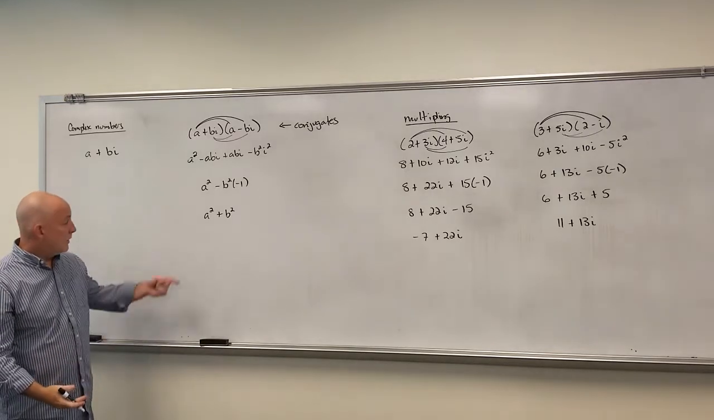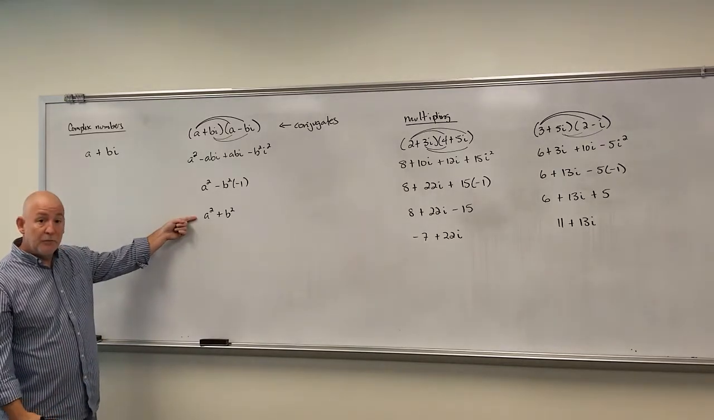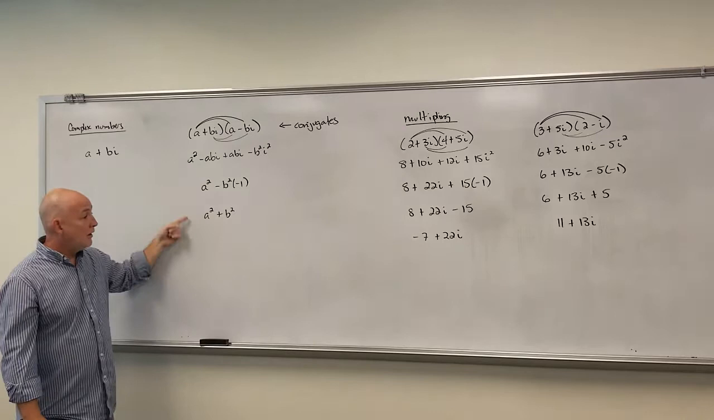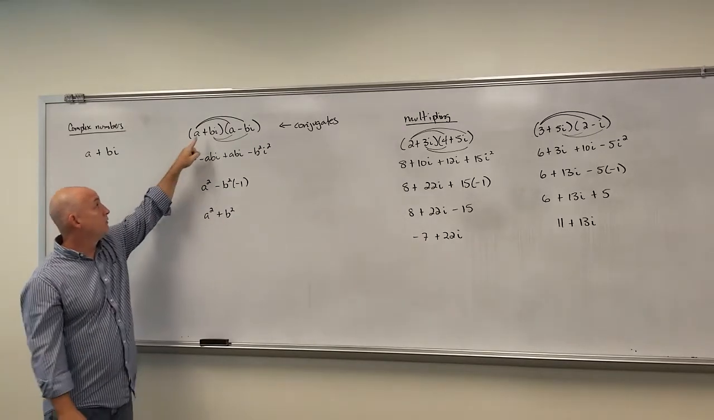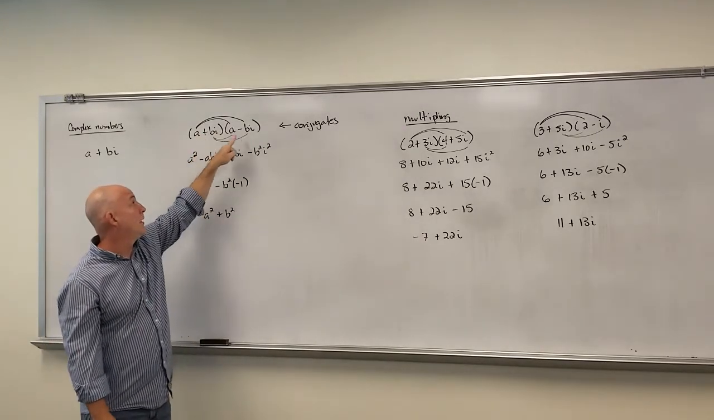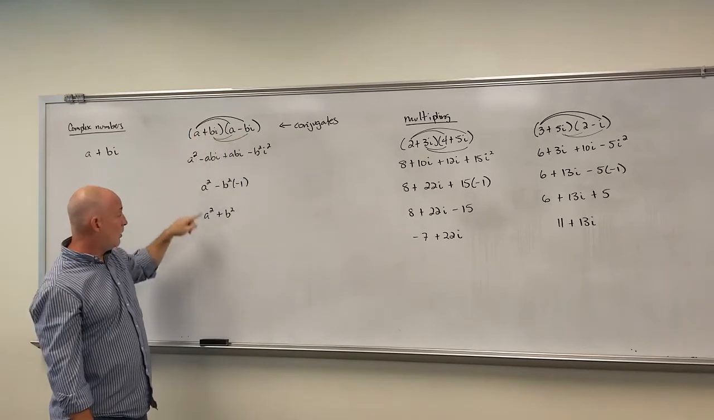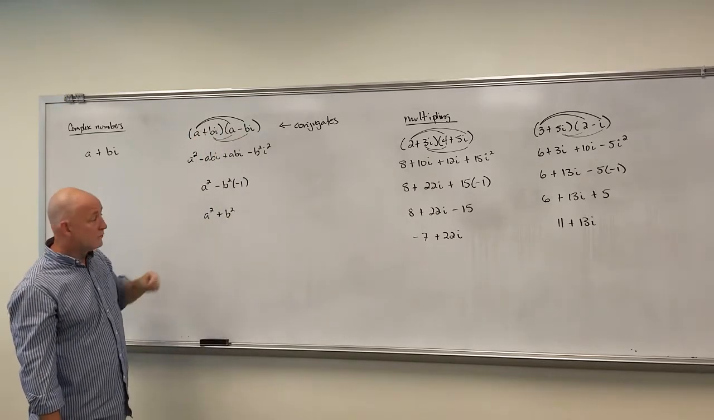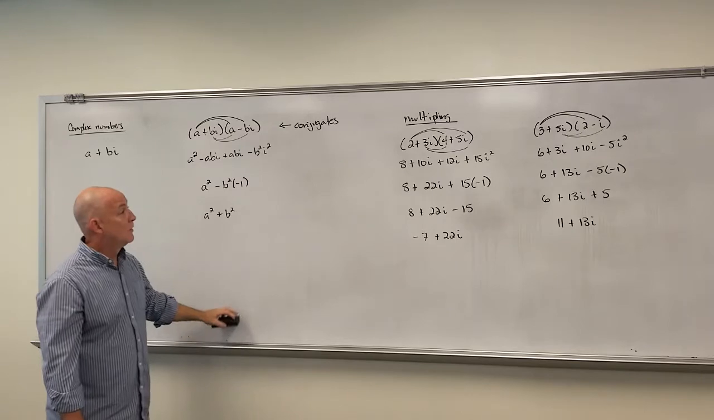Now notice what we ended up with here. This is a completely real number, right? All of our i's completely went away. So if you take a complex number and you multiply it by its conjugate, you always get a real number. We're going to use that fact here just in a second.